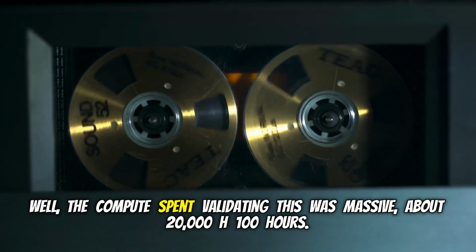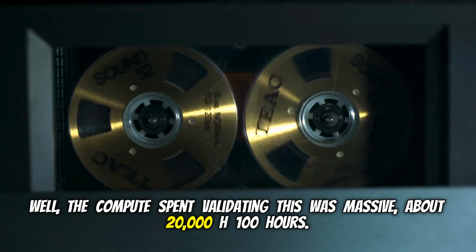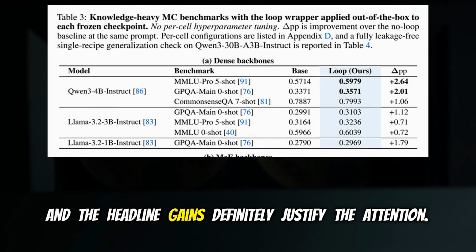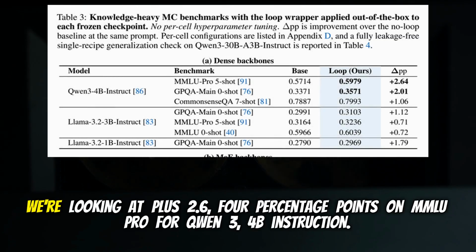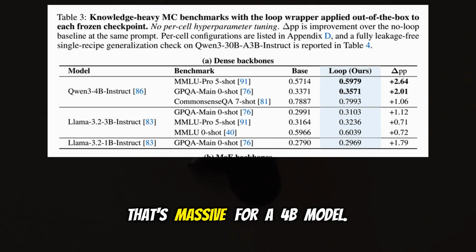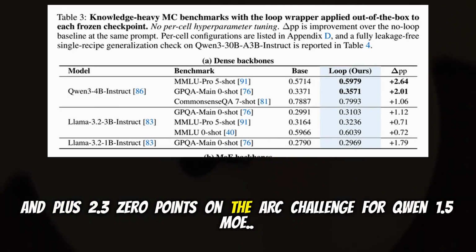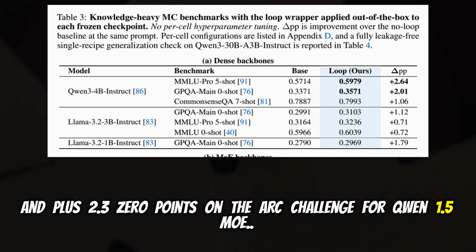Well, the compute spent validating this was massive, about 20,000 H100 hours. Wow. And the headline gains definitely justify the attention. We're looking at plus 2.64 percentage points on MMLU Pro for Qwen 3 4B instruct. That's massive for a 4B model. And plus 2.30 points on the ARC challenge for Qwen 1.5 MOE.